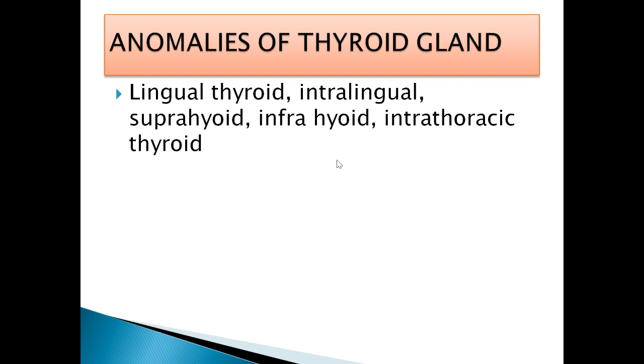So abnormalities of the position may be the lingual thyroid. What is the cause of the lingual thyroid? There is arrested caudal growth of the thyroglossal duct, leading to the development of the thyroid gland within the tongue itself. That is intralingual. There may be thyroid gland development in front of the hyoid bone, above the hyoid bone or below the hyoid bone, that is suprahyoid, infrahyoid. Sometimes it may reach the thorax also, intrathoracic thyroid.